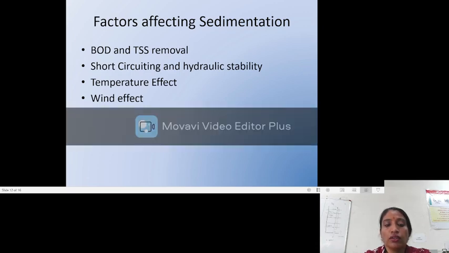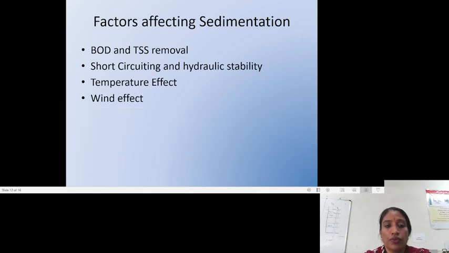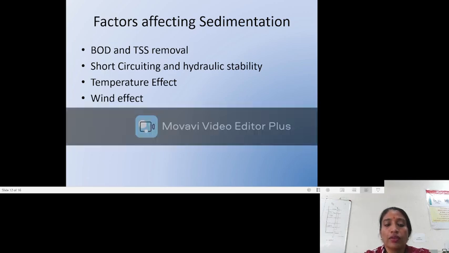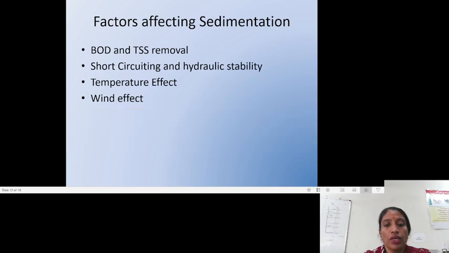Then the temperature effect. In the temperature effect, what we find is that the top surface of water will get heated up, and there will be temperature differences because the lower portion of water will be at a lower temperature. So this will affect the sedimentation. And the wind effect: due to strong winds, there will be turbulence in water, and it will not be at rest, and sedimentation will take longer time.